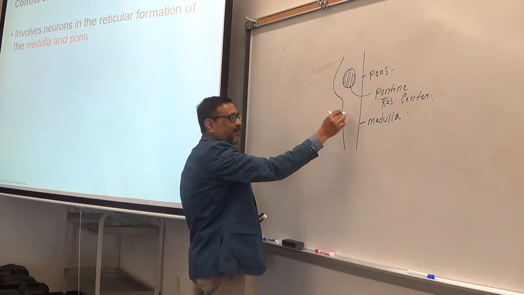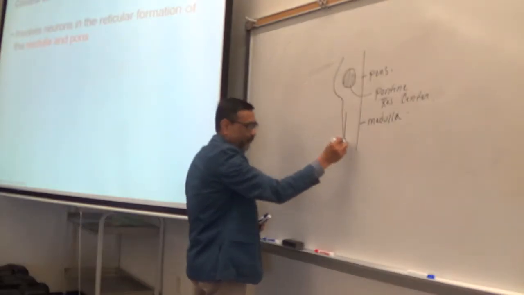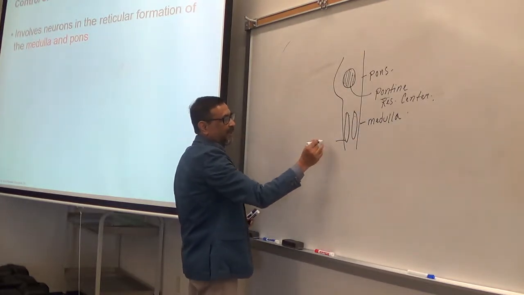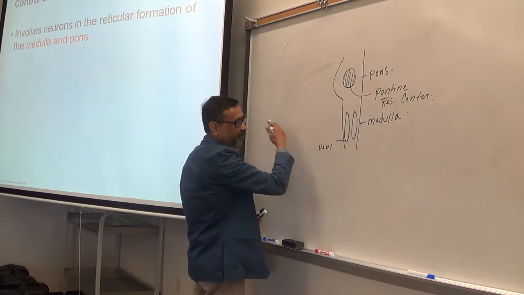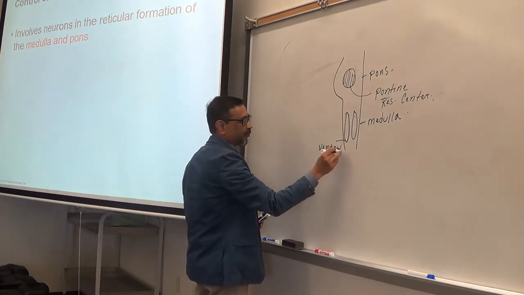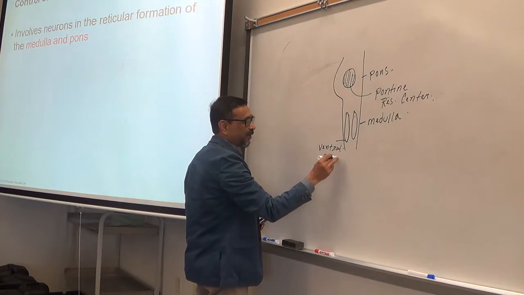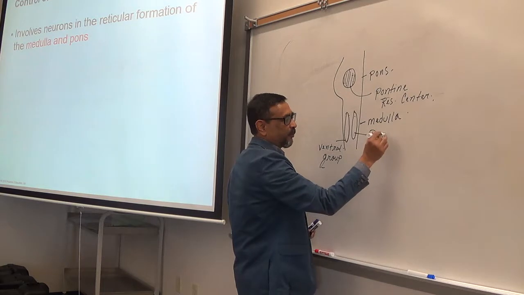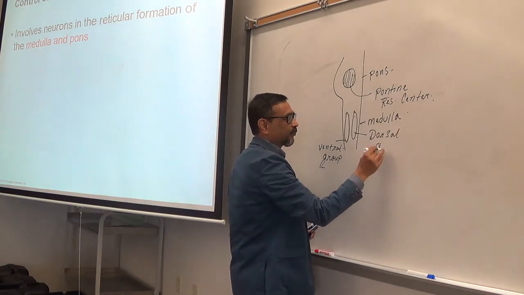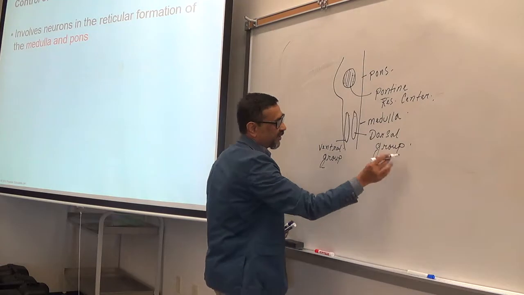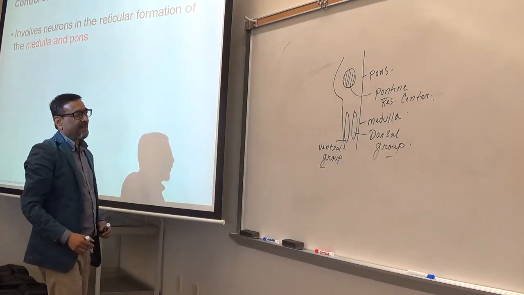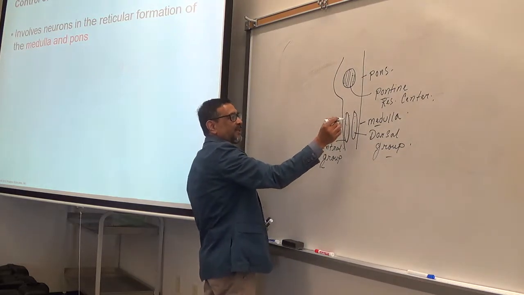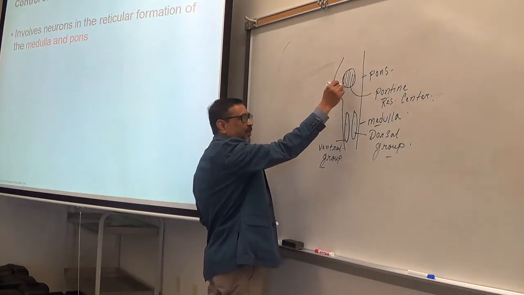In the medulla, you have two centers. Okay? The ventral, this is the front group, and this is called dorsal respiratory group, also called center, but group is more used. So there are three, two in the medulla, ventral and dorsal, and one in the pons.